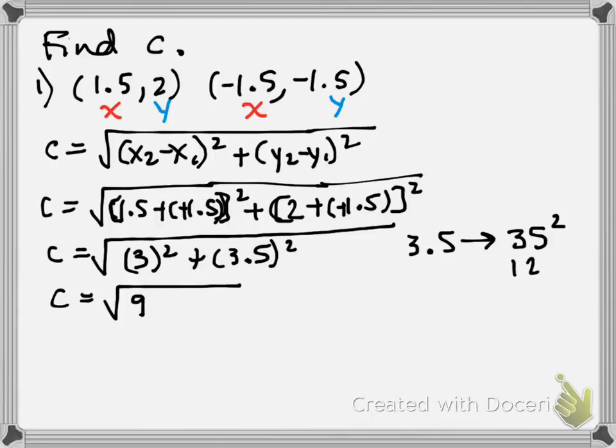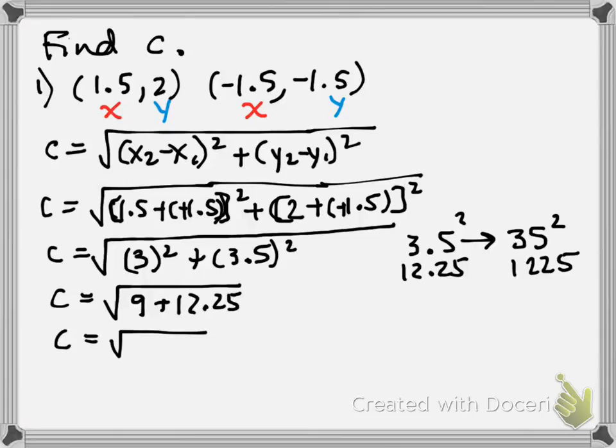1,225. So 12.25. So then 3.5 squared is 12.25. Okay? So we're going to add those two together, and what do we get? What is that? 12.3. No. Remember, it's 9. Lines up like this. What's 9 plus 12? 21.25. There we go, 21.25.